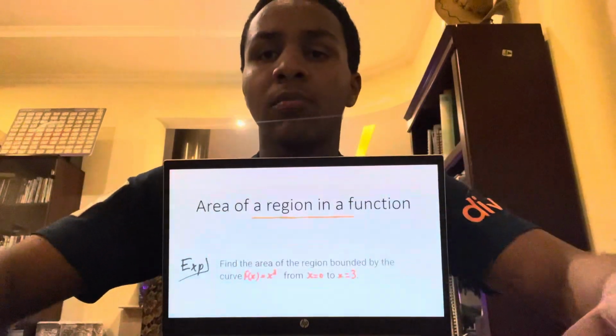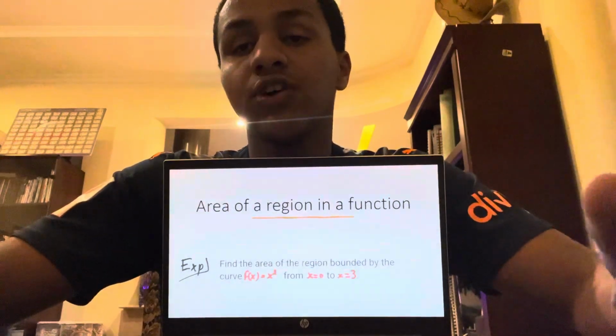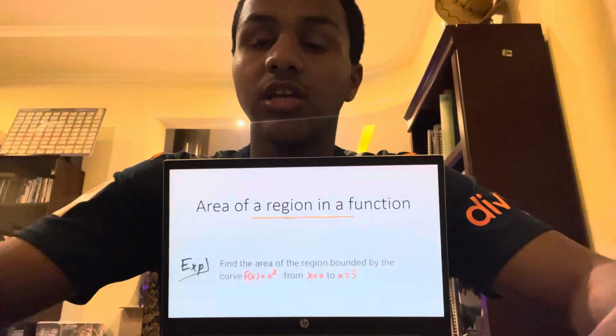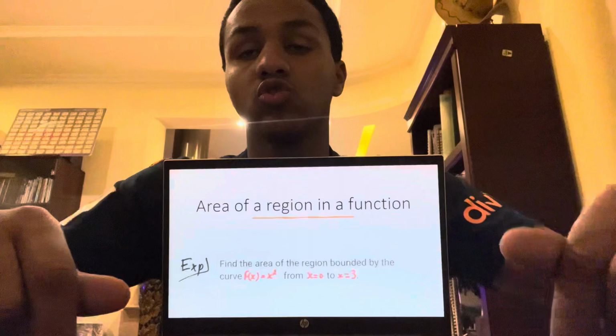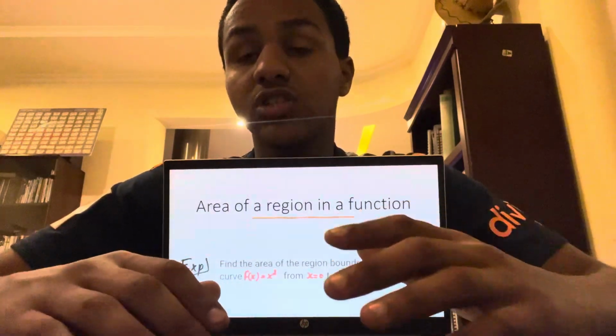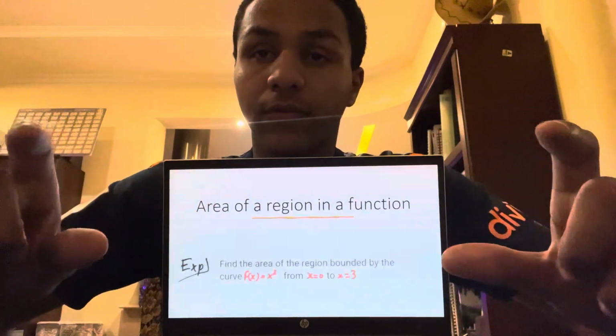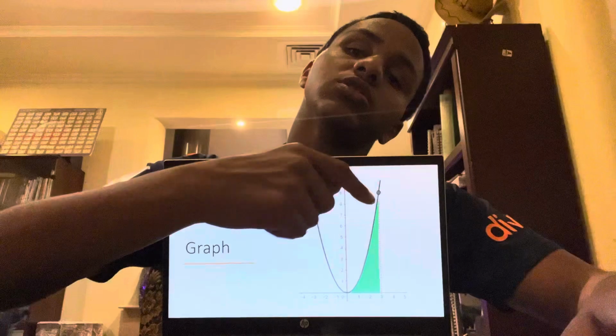Let's go to another example of the same thing, about an area to a region in a function. Here it says the function is x squared, and he needs the shaded area. He needs us to calculate the shaded area from x equals 0 to x equals 3. First of all, the first step we're going to do is draw the graph of the function, which is x squared, which is a parabola. As we can see here, we just drew the function, which is a parabola.